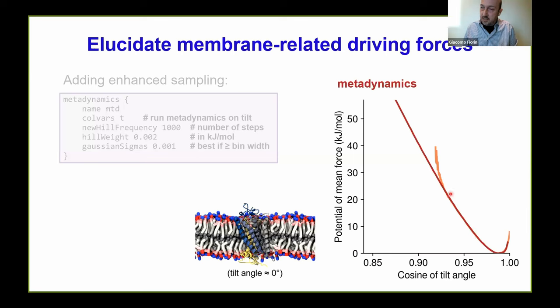It nicely coincides with what we get from the standard sampling here, but extends it much higher in free energy to much larger tilt angles. And now, since this is a unique advantage of enhanced sampling methods that are based on collective variables, we can use the values of these collective variables to map out what these structures look like in terms of the physics and biochemistry of the membrane and the protein.